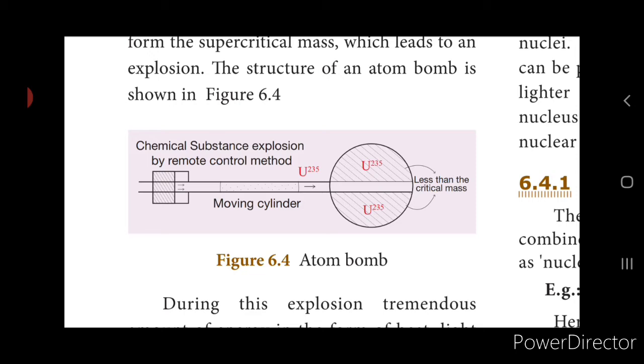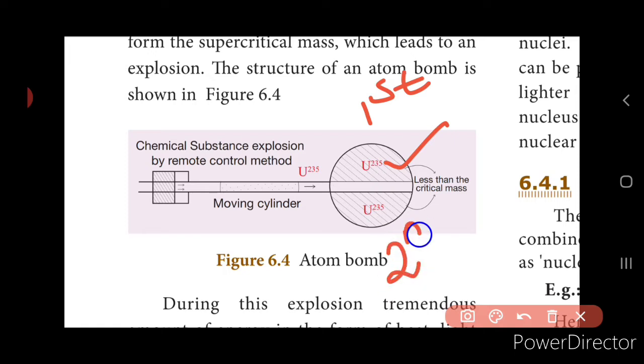Now, if you see the structure of the atom bomb here in the picture, it consists of 2 pieces of fissile material. This is the first piece, that is uranium-235, and this is the second piece, uranium-235, right? And these 2 pieces are in subcritical state.